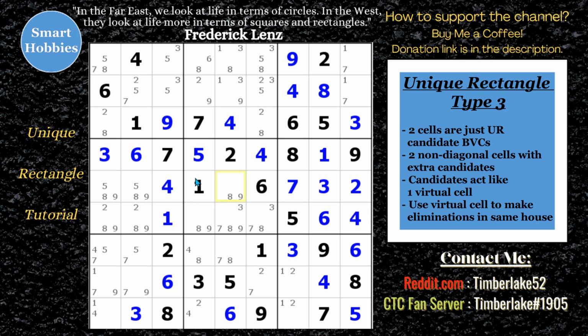Okay, our third example, we're going to talk about a unique rectangle type 3. All right, this one's not that common to see. It's actually a little bit harder, probably the hardest one to spot as far as unique rectangles go. But when you do see one of these, it leads to quite a bit of solving. This puzzle is Ghost in the Cell by PatheticPancreas.